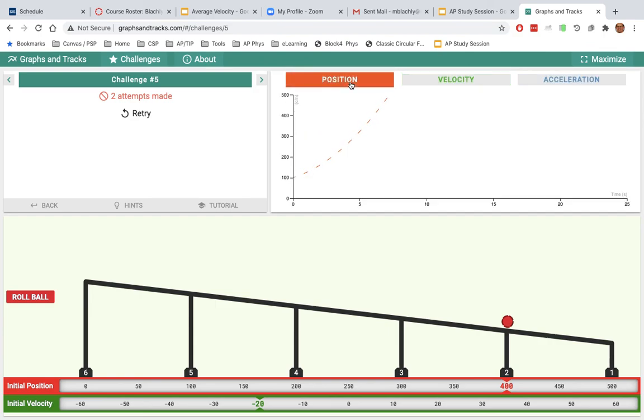Okay? So that's the challenge. See how many of those you can do? Show your friends about it, compete with them, and that'll help reinforce this idea that the motion of an object can be represented with position, velocity, and acceleration graphs, and it will help you connect the various representations to the motion of the ball.